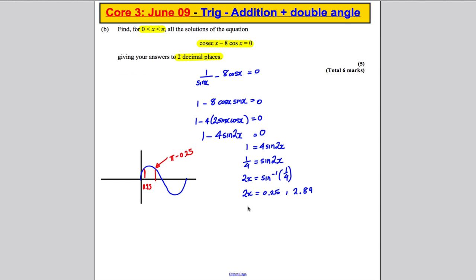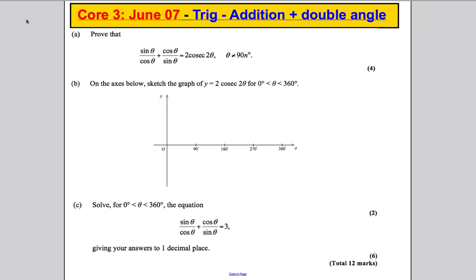So what we do is we halve them both to get our final answer, and therefore x is equal to 0.13 and x is equal to 1.44 radians, and they are our answers. Okay, next question. Pause the video, have a go.